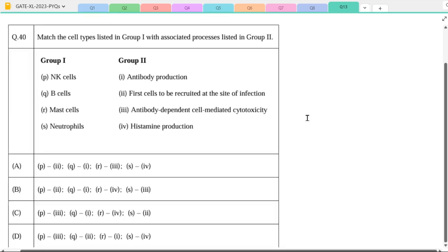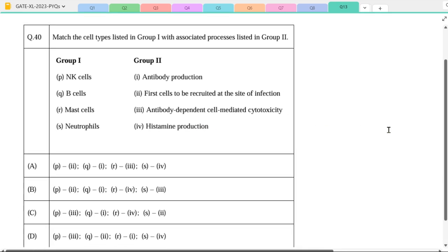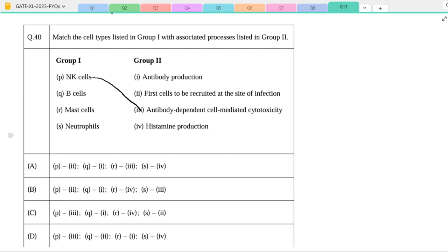Yes. So this one is pretty simple. Match the cell types listed in group 1 with the associated processes listed in group 2. Of course, if you know basic immunology, this is going to be a very easy question. So here NK cells have antibody dependent cell mediated cytotoxicity. They are natural killer cells and they do that.